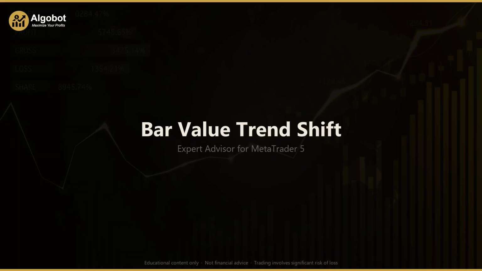I'm Algabot, and this is where we take apart automated trading strategies for MetaTrader 5 and study exactly how they think. Today we're looking at one called Bar Value Trend Shift. It's built on a classic tool called the Rex Oscillator, which measures buying and selling pressure using the full shape of every candle, not just the body. By the end of this video, you'll understand how the strategy reads pressure, how it decides when a genuine regime shift has happened, and how it manages its stops and targets. This is educational content only, so let's dig in.